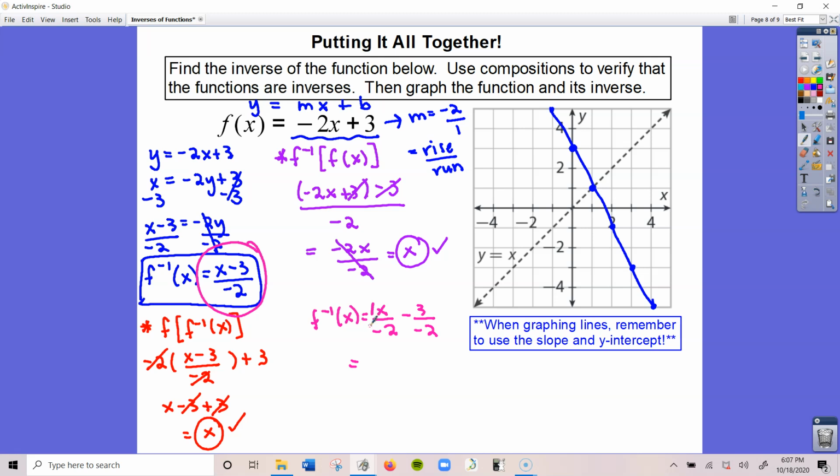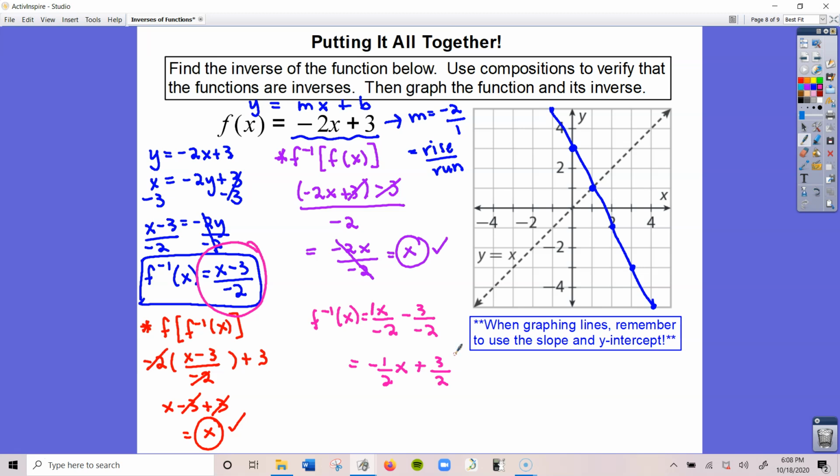Because remember, since fractions are division, if you divide a negative number by a positive, or a positive number by a negative, it doesn't matter. Your whole thing will end up being negative anyway. So I always just put my negative in the numerator. So this would be negative 1 over 2 x on the outside, and then negative 3 divided by negative 2 would give us a positive number. So plus 3 over 2.